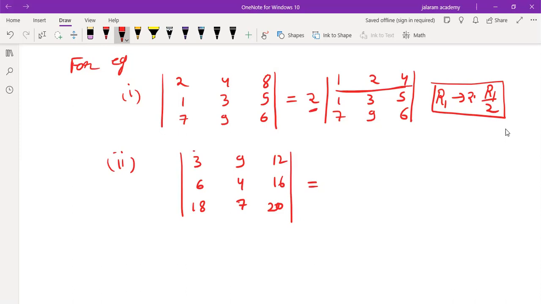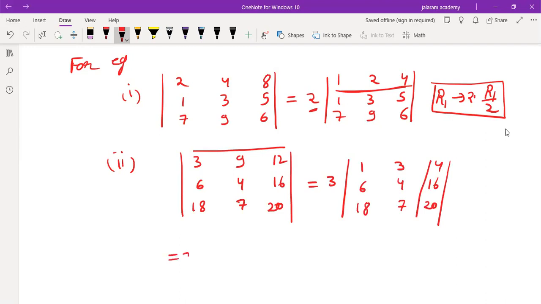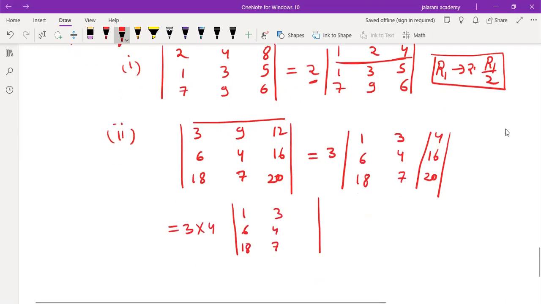Similarly in this, if we take 3 common from the first row, it becomes 1, 3, 4, 6, 4, 16, 18, 7 and 20. Now we can take 4 common from this column also, 3 into 4. So 1, 6, 18 is written as it is, 3, 4, 7. Then we take 4 common from the third column.